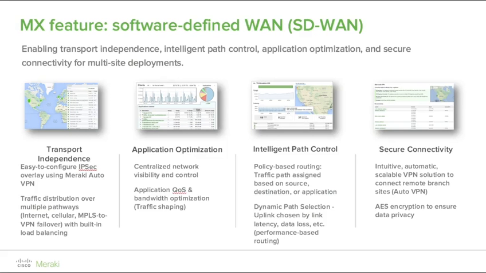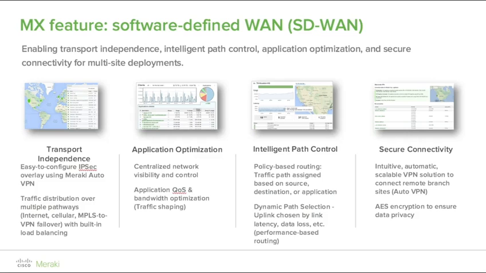MX feature software-defined WAN. So how do we go about implementing this? SD-WAN completely abstracts the transport away from the service, giving complete transport independence. We do this by using our AutoVPN functionality. As long as there is IP reachability, AutoVPN will build the IPsec overlay tunnels. Application optimization. As with all Meraki devices, application visibility is built right in. You can use this application awareness combined with QoS and traffic shaping and ensure super granular control over the traffic flows on your WAN.